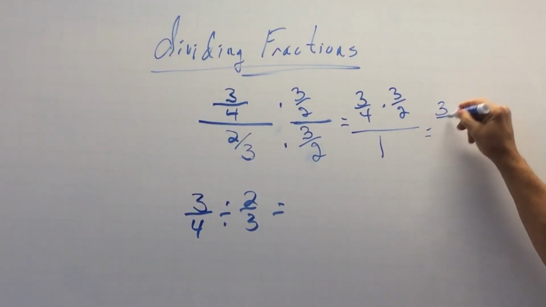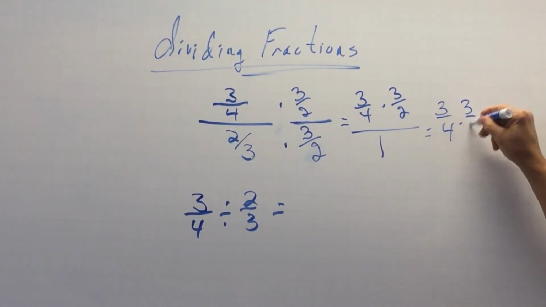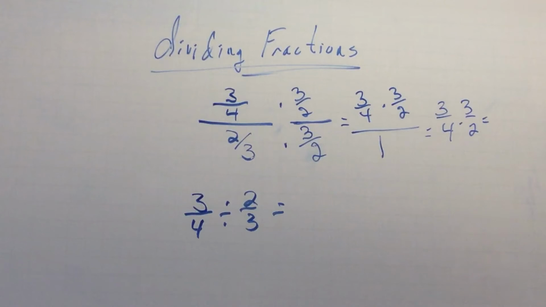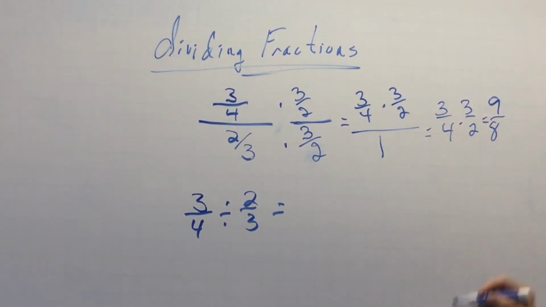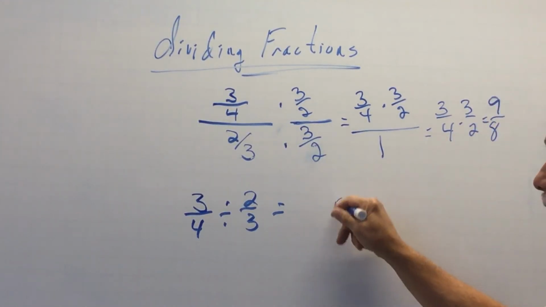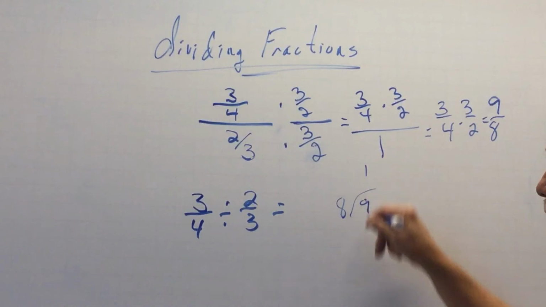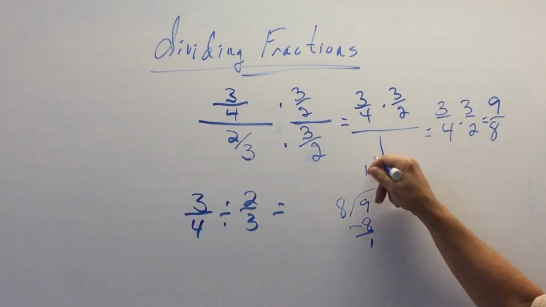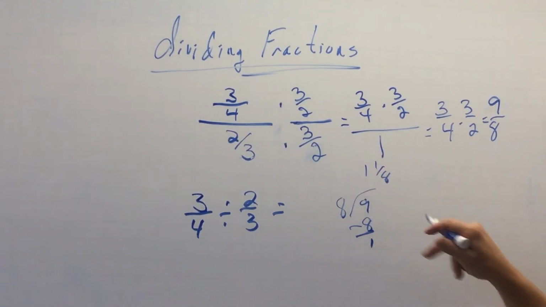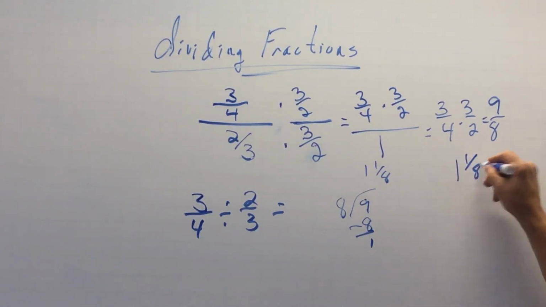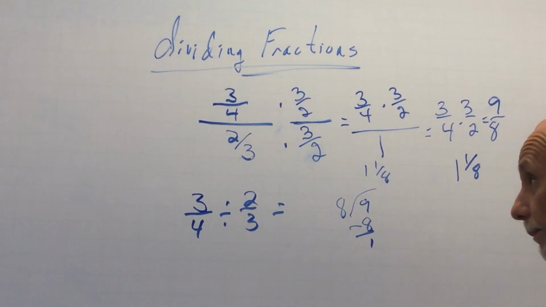So this just equals 3/4 times 3/2, which by the way, now I can multiply. 3 times 3 is 9, 4 times 2 is 8, and 9/8 is improper. Divide 8 into 9 goes once, remainder 1/8. All right, and again, that's my answer, 1 1/8, because it's proper and simplified.